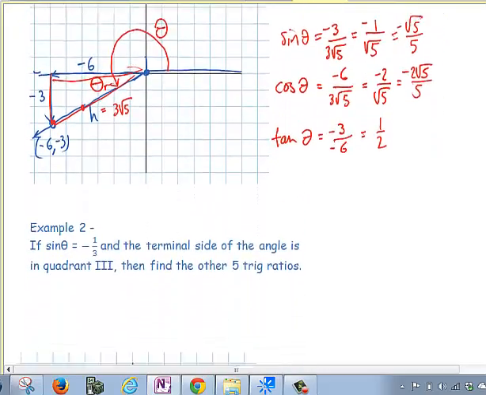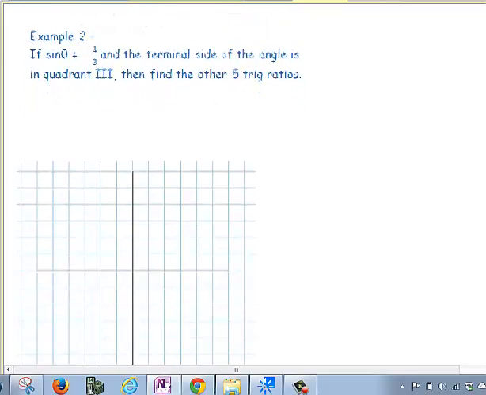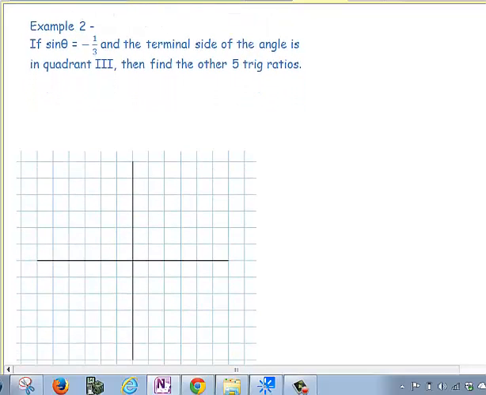And the next one is if they give you a different type of clue. They say in example 2, take a moment to read the problem. I'm going to pause the video. So read the problem over, and then we'll discuss how we solve it. Okay, so the problem says that the sine ratio is equal to negative 1 over 3. It's in the third quadrant. Find the other 5 trig ratios.